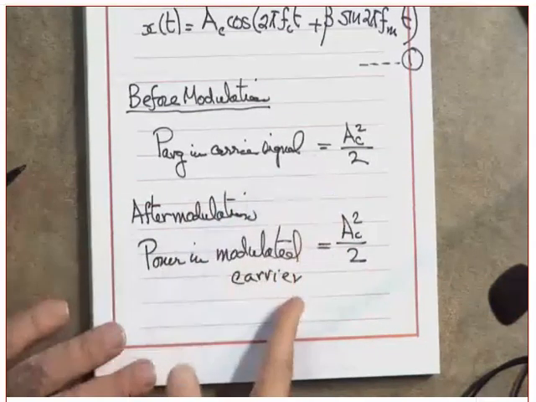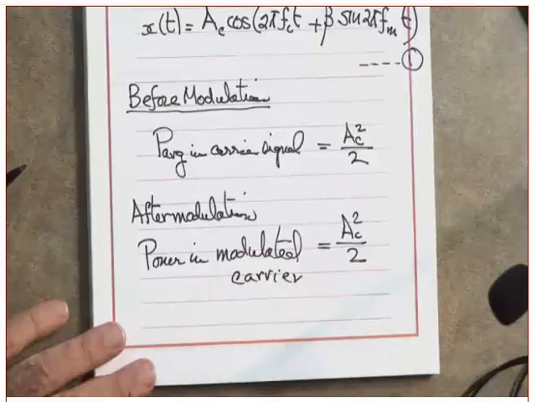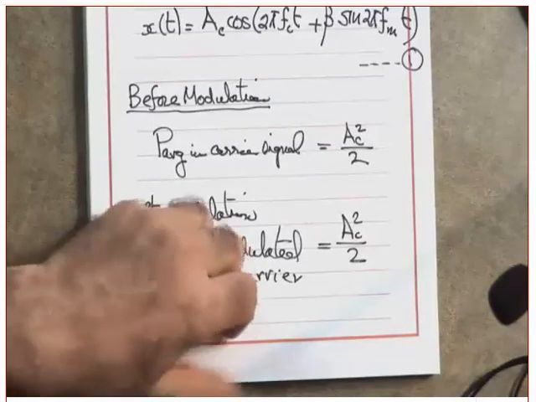After modulation, the carrier power is no longer A squared over two. It will become different, which I'll show you how. Did you get this or not? Okay. Equation one.